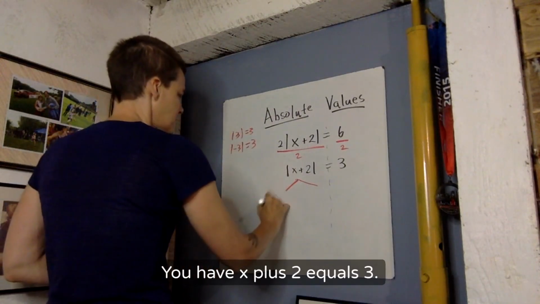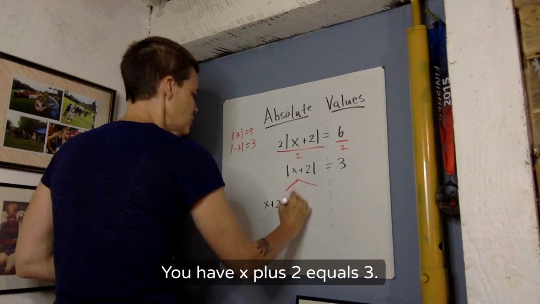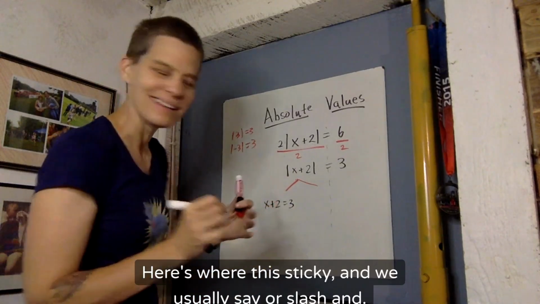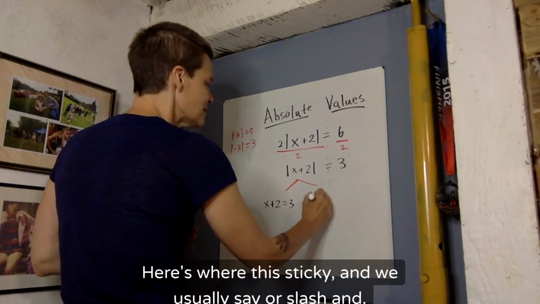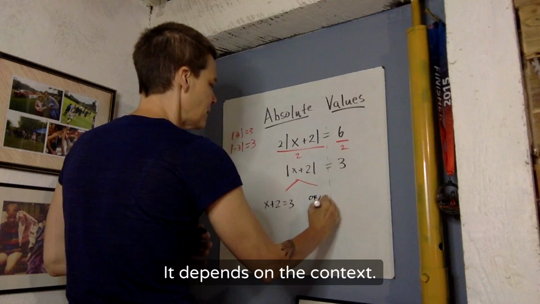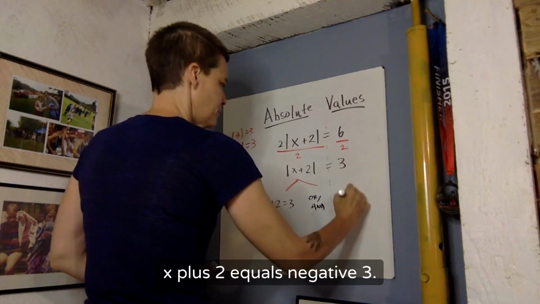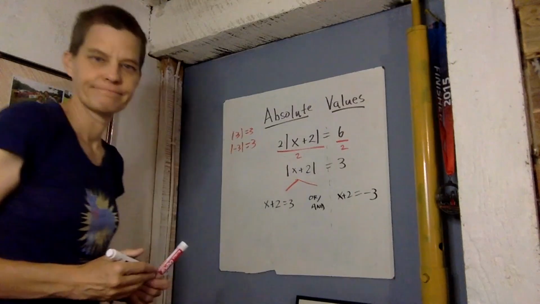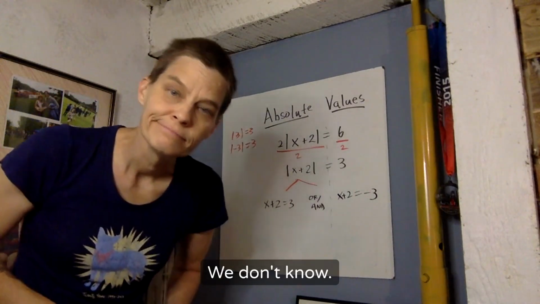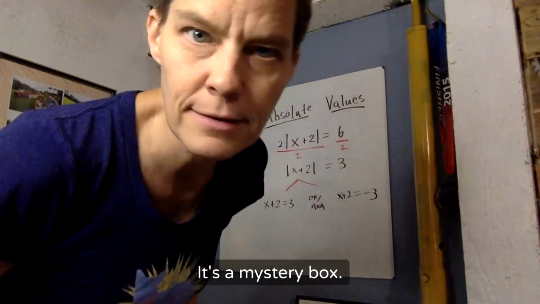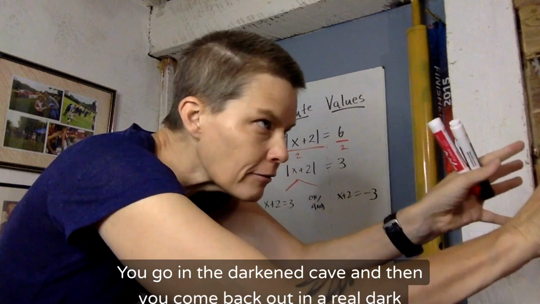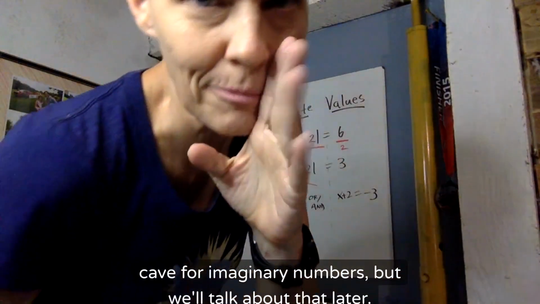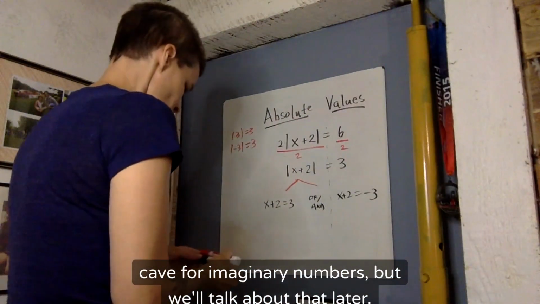You have x plus 2 equals 3. And here's where this is sticky. We usually say 'or' or 'and'. Okay, it depends on the context. x plus 2 equals negative 3. We don't know. It's one or the other. It's a mystery box. You go in the darkened cave, and then you come back out in the real dark cave of imaginary numbers, but we'll talk about that later. Okay.